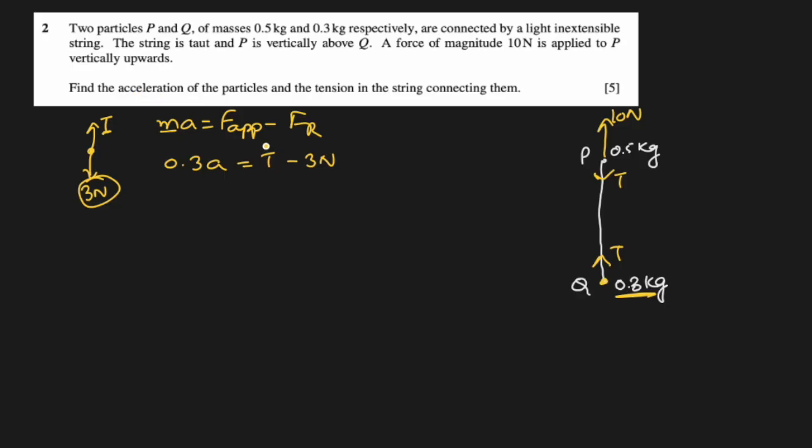So we want to find acceleration first. That means T should be isolated so that it is eliminated. So 0.3a plus 3 is equal to T. This is equation number 1.